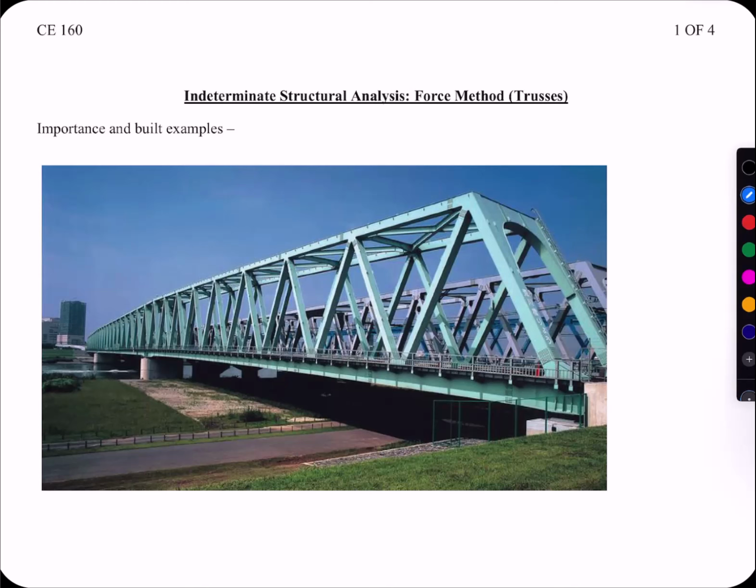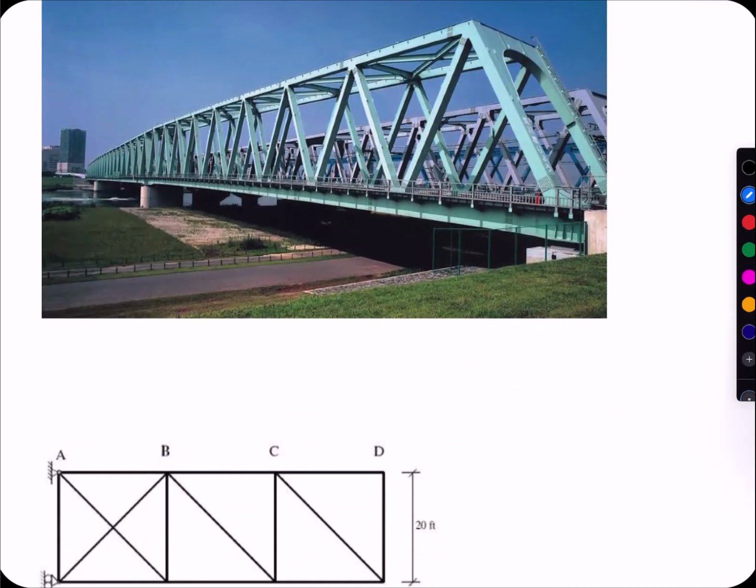We've seen how to handle our indeterminate beams, so now we need to deal with our indeterminate trusses. We are still going to use force method. So this truss up above, which again is a pretty common bridge situation, we can idealize pretty simply with something like this. Pin and 2 rollers at the supports along the length.